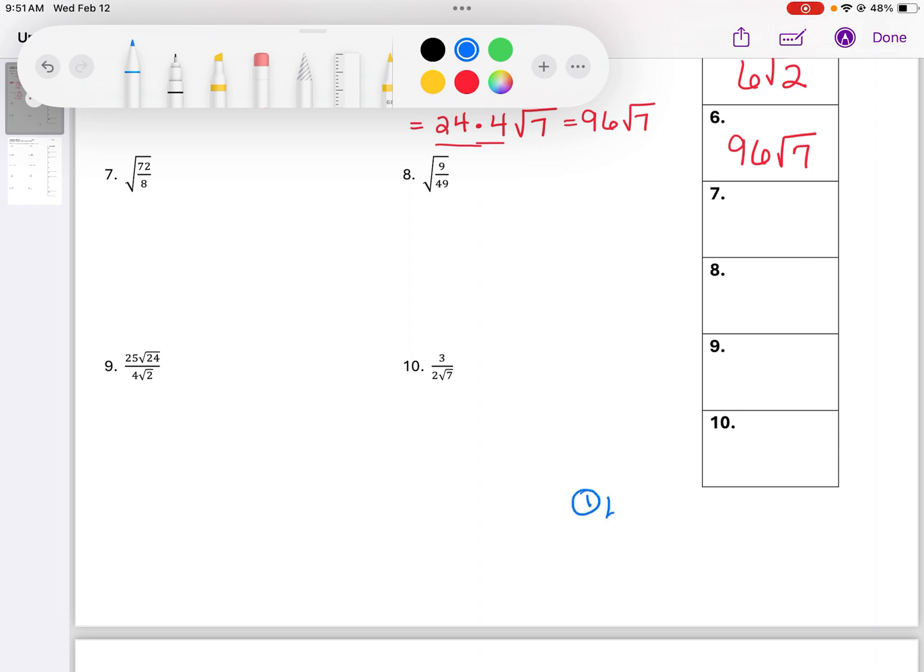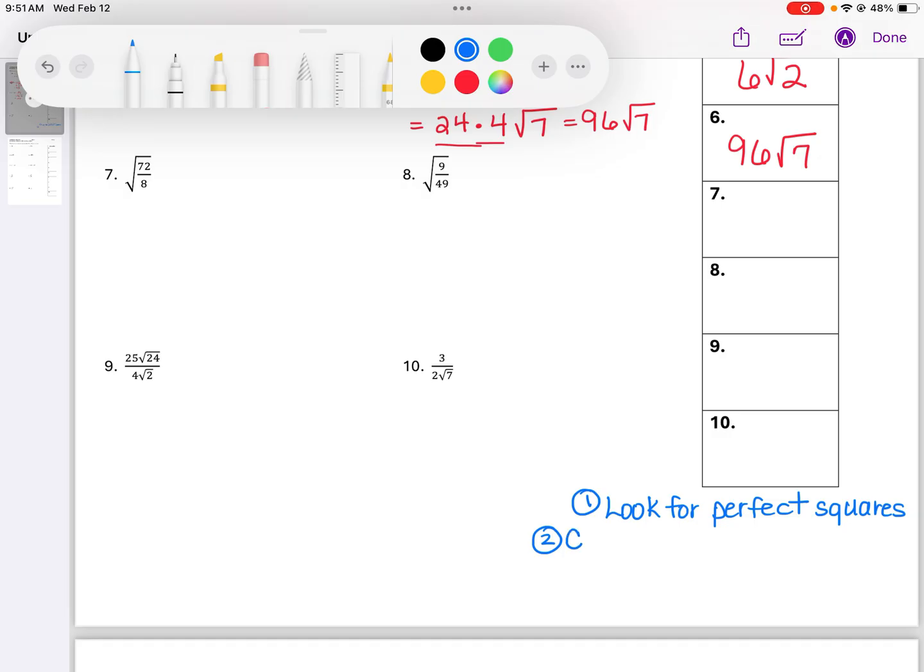Number 1, look for perfect squares. Okay. If there are perfect squares, then we can go ahead and take the square root of that, and that can help us.